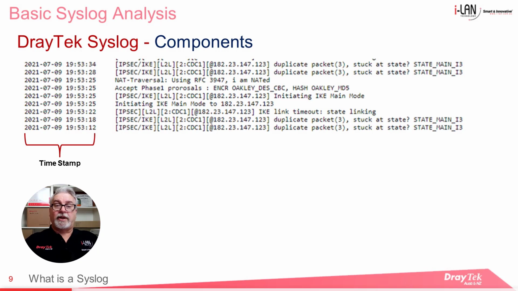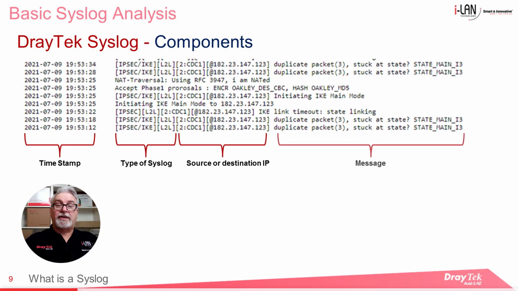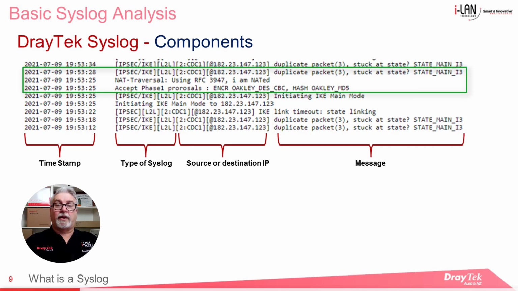The rest of the syslog entry will vary depending on the type of syslog being recorded. It will usually include an entry for the type of syslog such as VPN, Firewall, or CSM. I'll go over some examples later for you. Another common component is the source or destination IP address, and then we have the message section which provides details of the event. Sometimes a syslog entry can span several lines like the one in the green box here. In addition, the way the syslog is presented will depend on the method the syslogs are collected.